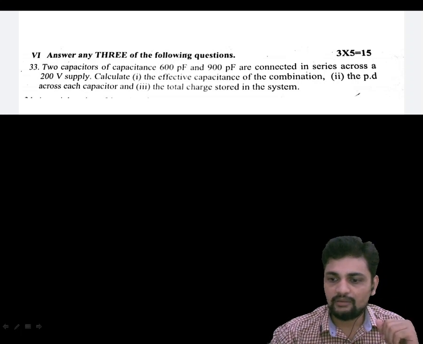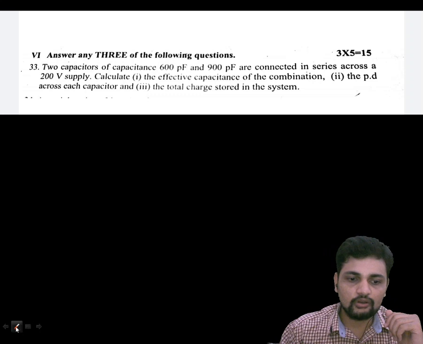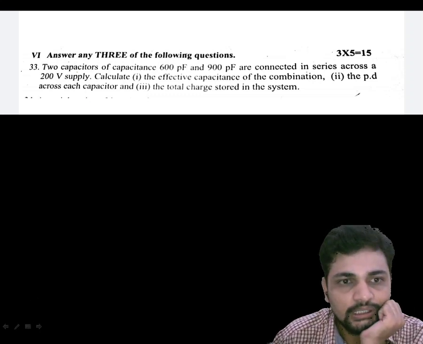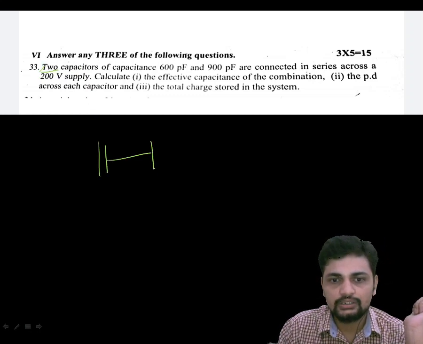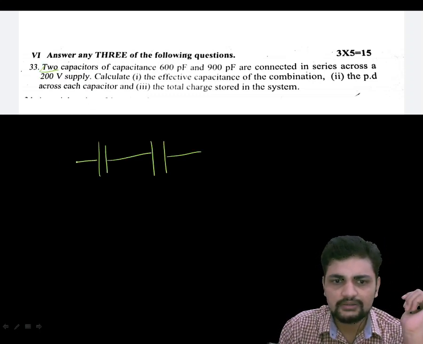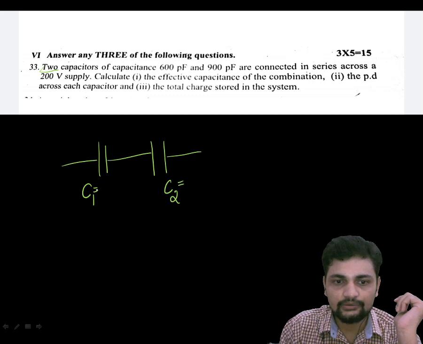Now this is a 5 marks important numerical. Let me read the question for you all. As you can see, there are two capacitors. So let me draw two capacitors. A capacitor is a simple device which is used to store the charge. Let me name the first capacitor as C1 and the second one as C2.